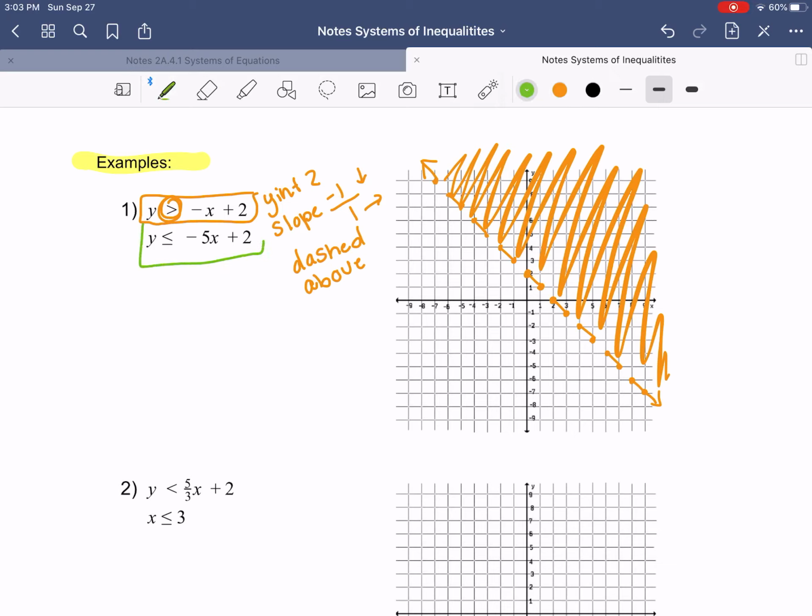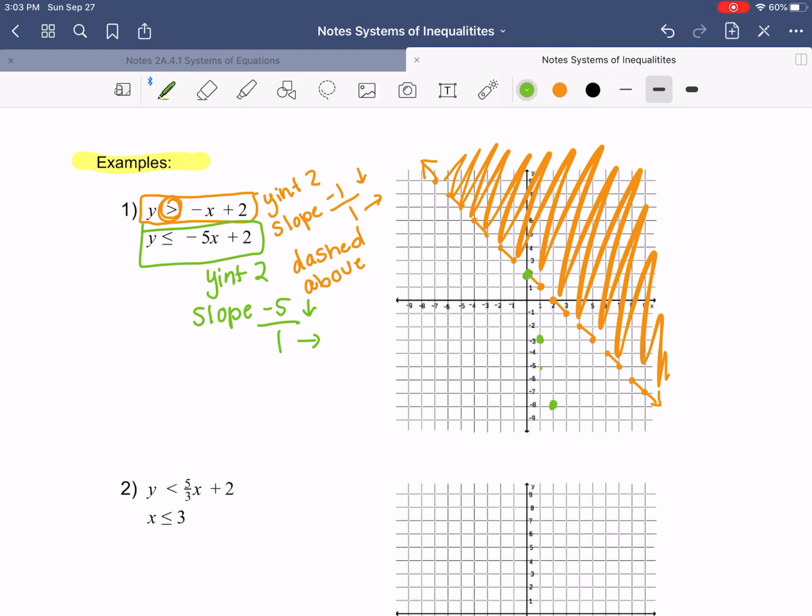So I have y is less than or equal to negative 5x plus 2. That also has a y-intercept of 2. This time my slope is negative 5, so I make that a fraction as negative 5 over 1. That means I'm going to go down 5, right 1. My y-intercept is at 2 again. This time I'm going to go down 5. So I count down 5 and then right 1. Down 1, 2, 3, 4, 5, right 1. I keep going down 1, 2, 3, 4, 5, right 1.